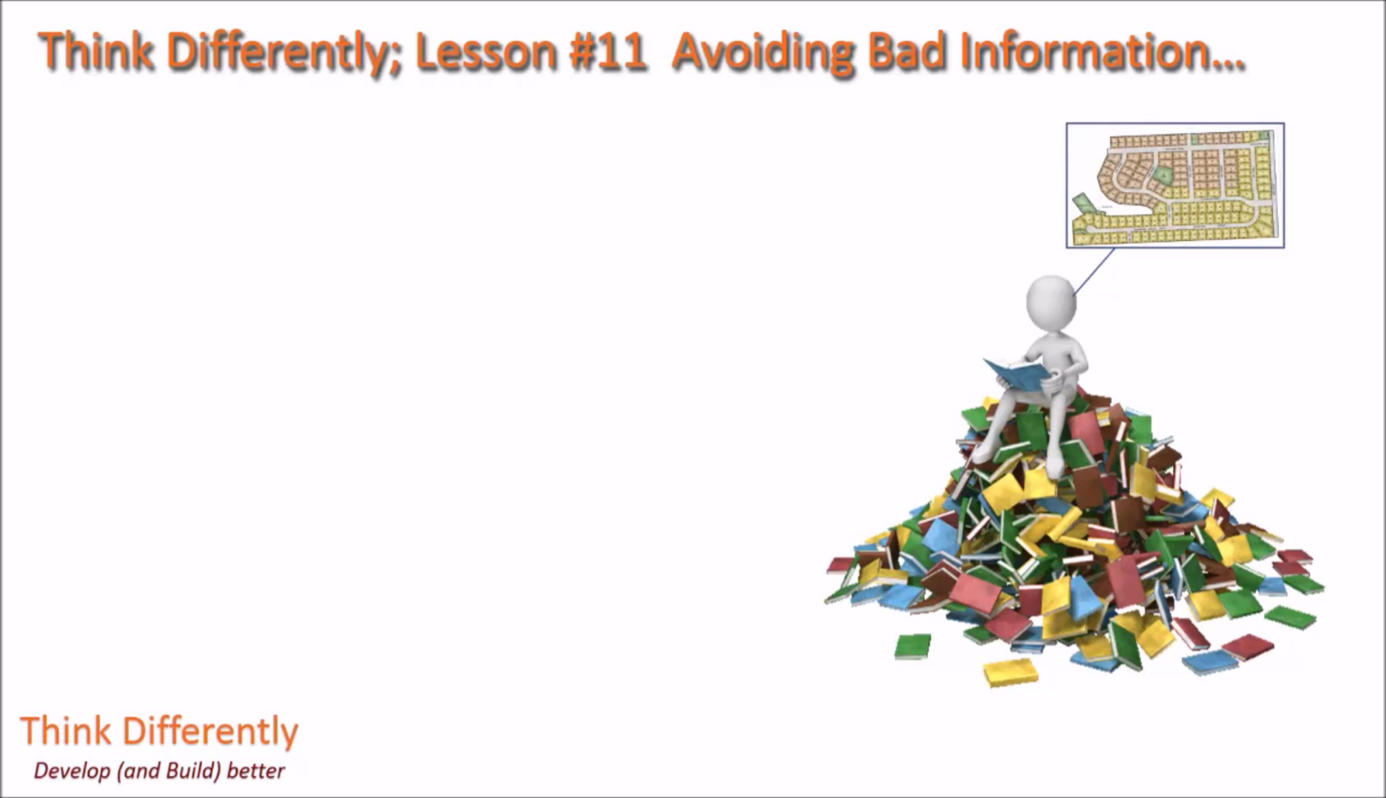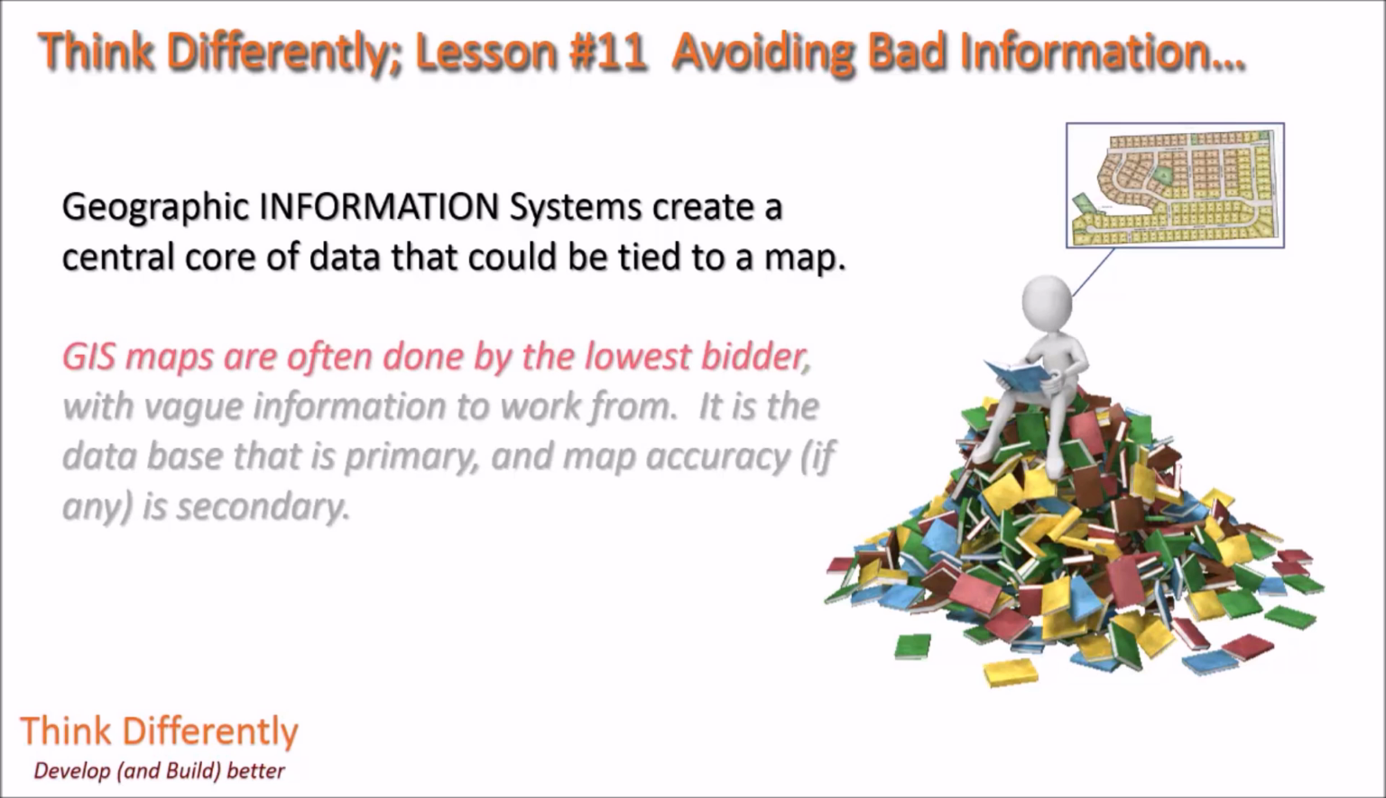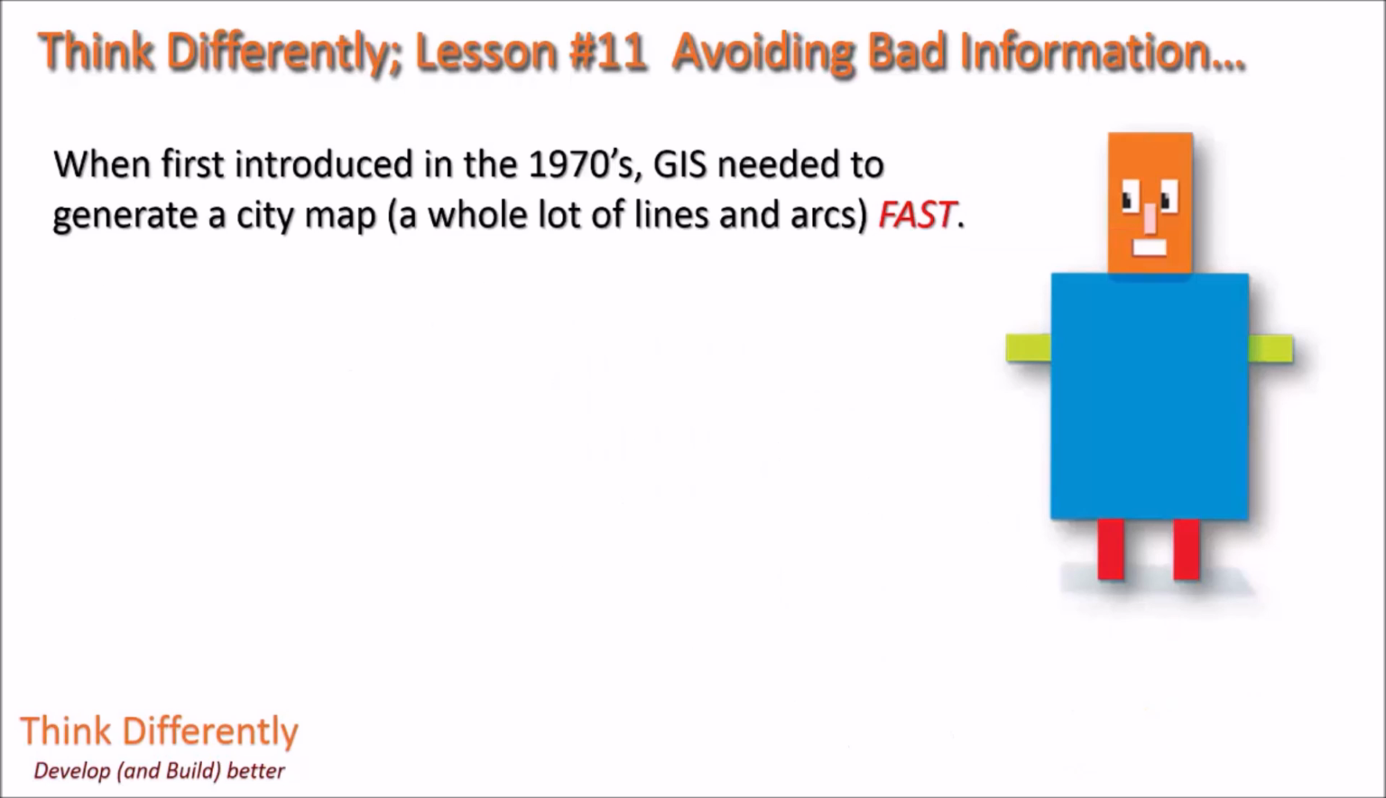Now let's talk about GIS, Geographic Information Systems. It is a core database tied to a map. GIS's maps are often done or mostly done by the lowest bidder with really vague old information to work from. It's the database that's primary. The map is secondary if it's accurate at all. So this small area in Pontiac, Michigan, it takes 160,000 points to draw. There isn't a single accurate line in that database.